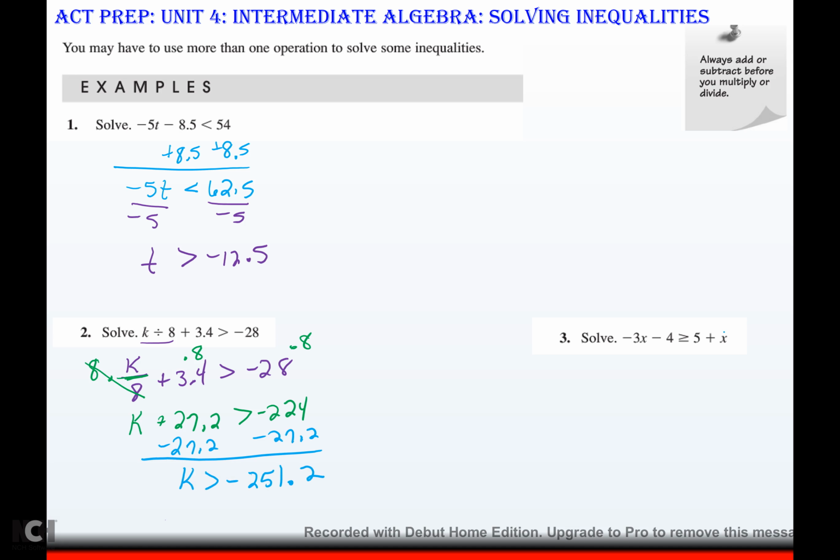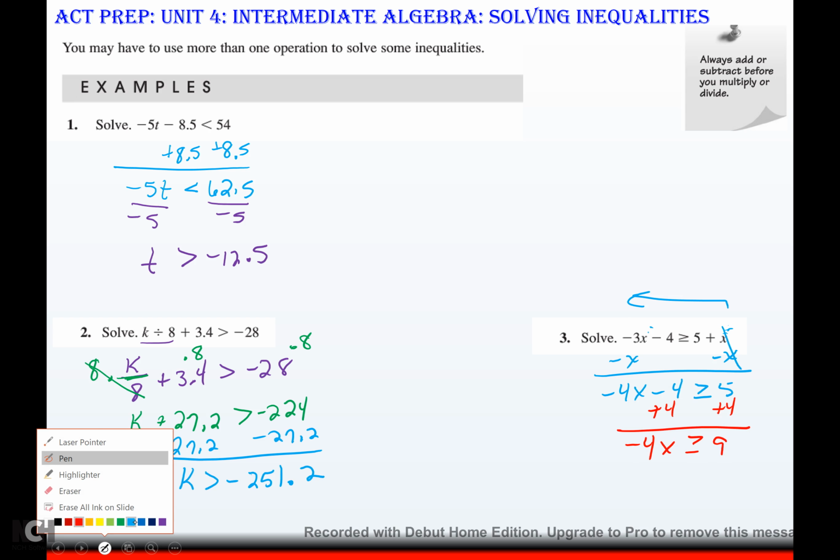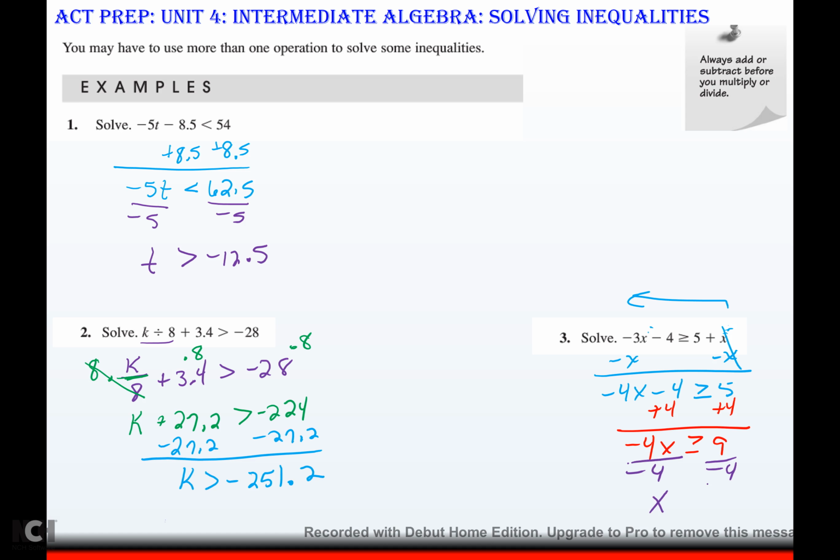Okay, on this one, we have x's on both sides, so I'm going to move this one over. So I'm going to subtract x. That gives me negative 4x minus 4 greater than or equal to 5, because that x is gone. So now to get x alone, I'm going to add 4. I got negative 4x greater than or equal to 9. And to undo multiplying by negative 4, I'm going to divide by negative 4, which gives me x. Dividing by a negative flips my inequality, and I have negative 9/4, or whatever that is as a decimal, if they wanted a decimal.